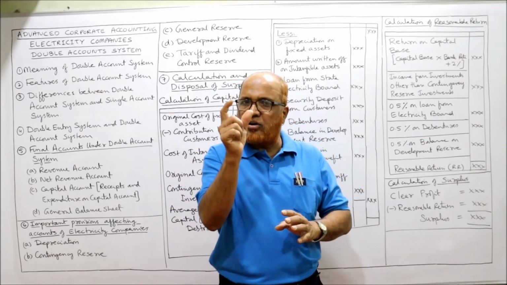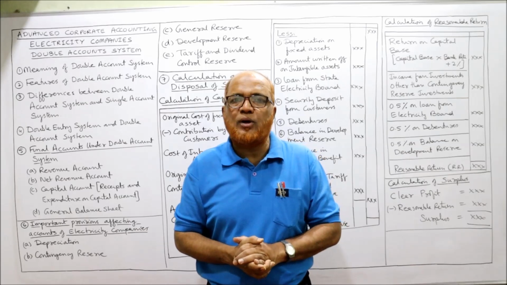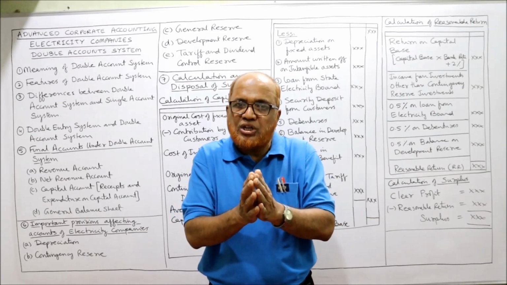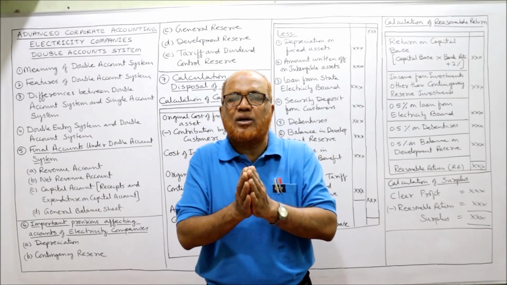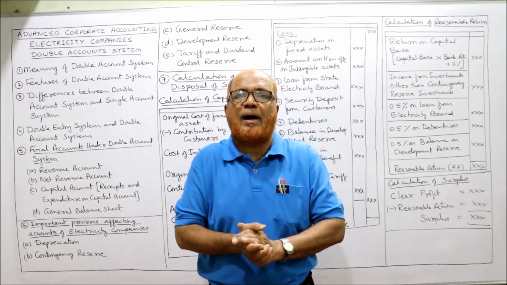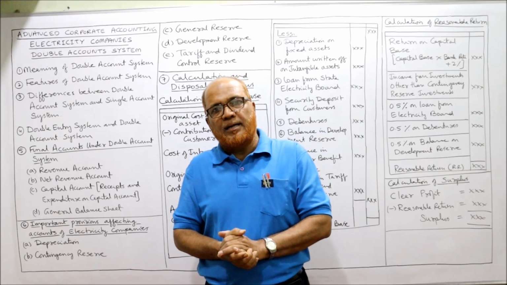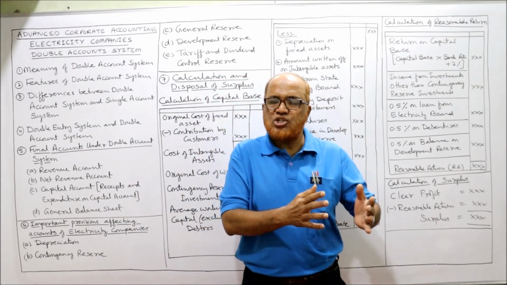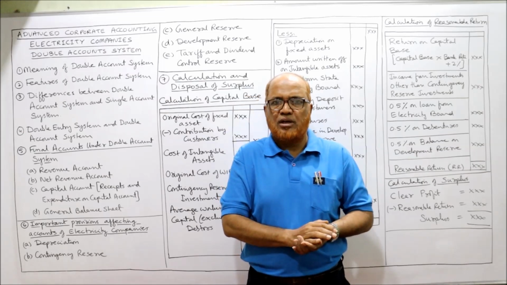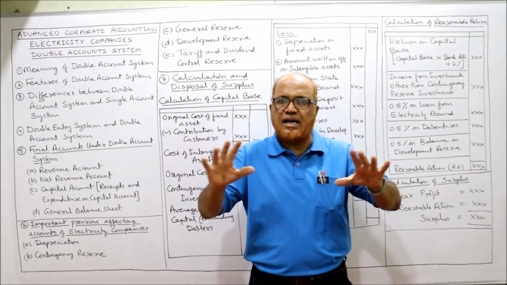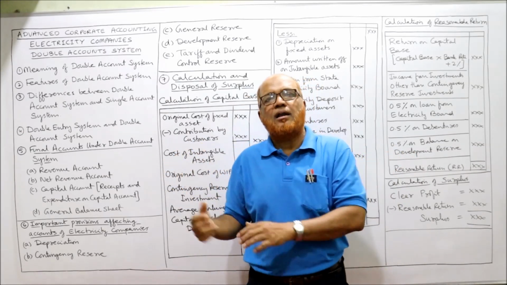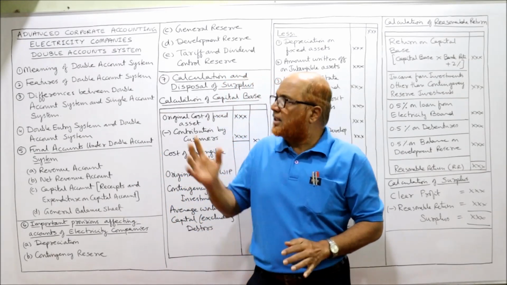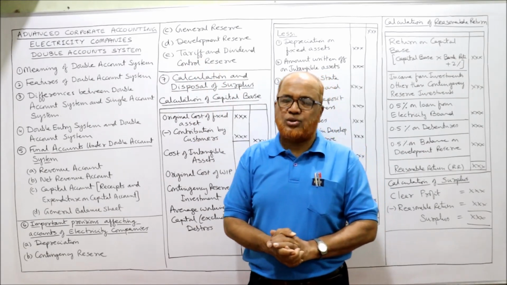Why is the word double account given? Because they will prepare two balance sheets. Instead of the conventional one balance sheet, these public utility concerns will make two balance sheets. That's why it is called the double account system. Conventionally, we make only one balance sheet in which we take all assets and all liabilities. But here, the balance sheet is divided into two parts. That is the meaning of the double account system.